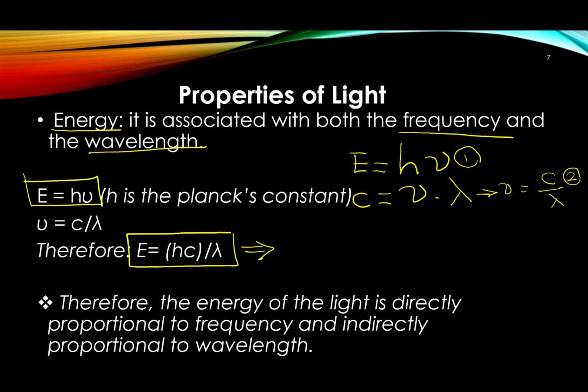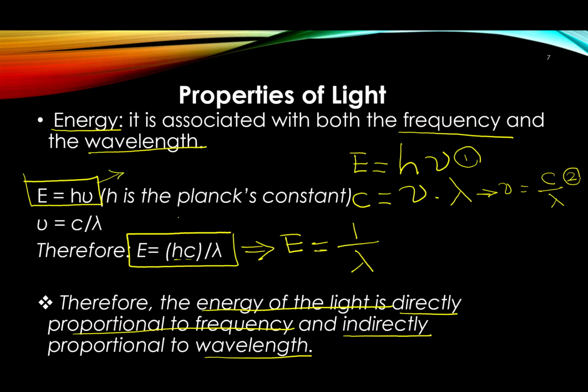What you could say is that both the Planck constant and the speed of light are constant, I just give it a number 1, just because it's constant, and it's divided by wavelength. Then as you could see here, the energy of the light is indirectly proportional to wavelength, whereas it's directly proportional to frequency. Why is it directly proportional to frequency?